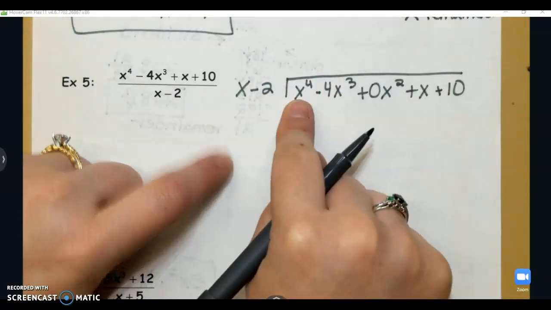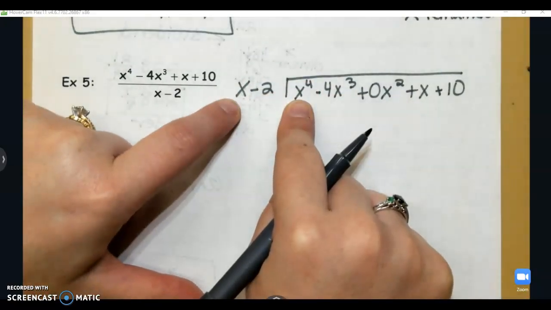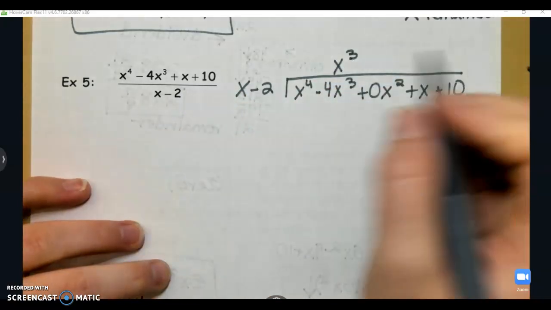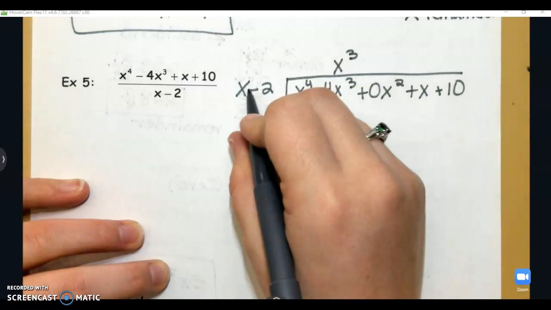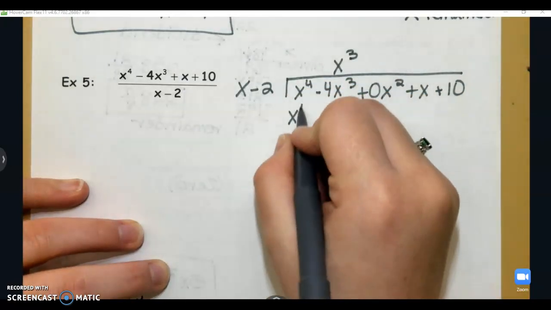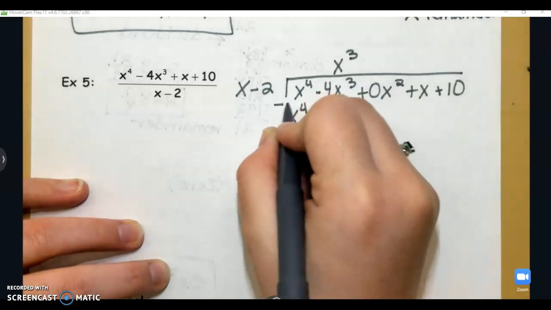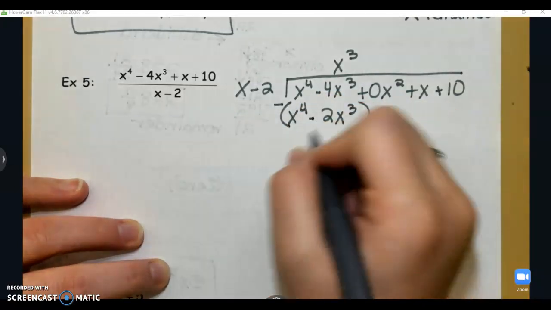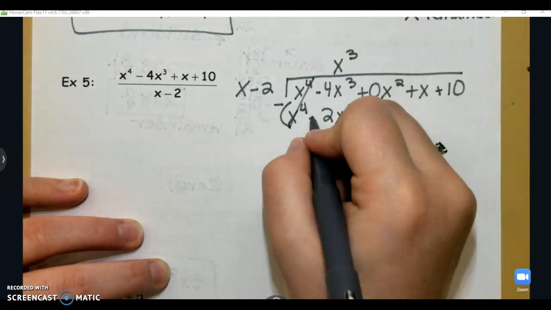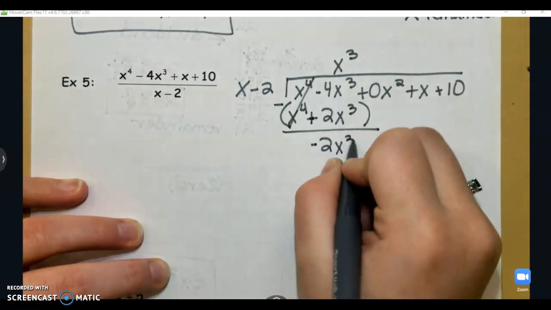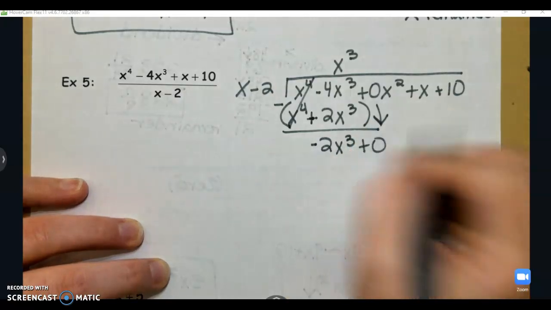All right, so x to the 4th and x. X needs to be multiplied by x cubed to get x to the 4th power. So that's going to give me, when I multiply by the x and the negative 2, x to the 4th and minus 2x cubed. Subtracting that, you remember you distribute the negative, so that's going to cancel. This becomes addition. So we're left with negative 2x cubed, and we're going to bring down the 0.